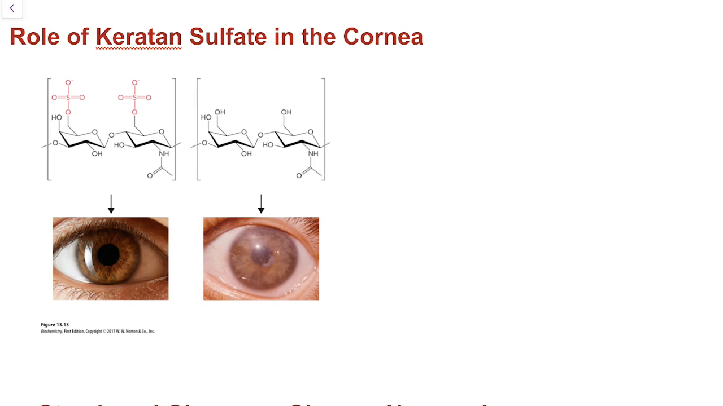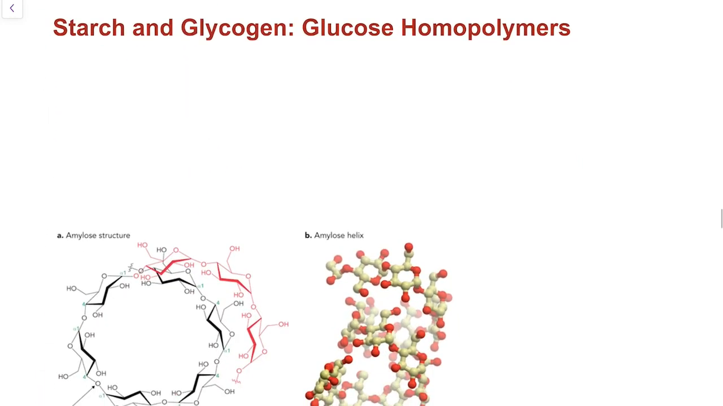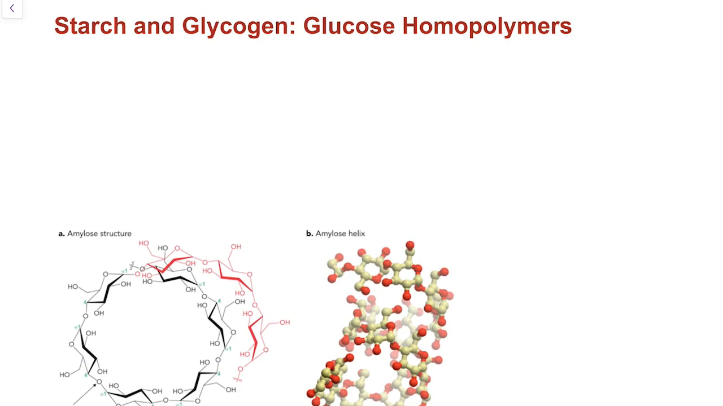Whereas if the sulfonation is incomplete, the cornea is not protected, and you can see that film almost looks like it's over the eye, and you have degeneration of your eyesight that results from that. So very important functional role there. The next one I want to talk about is starch and glycogen. These are homopolymers of glucose.